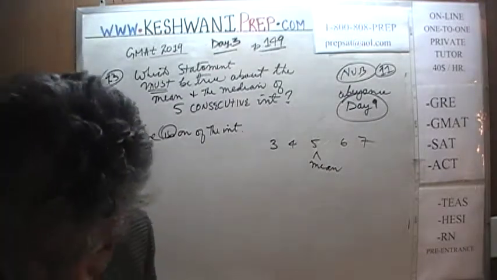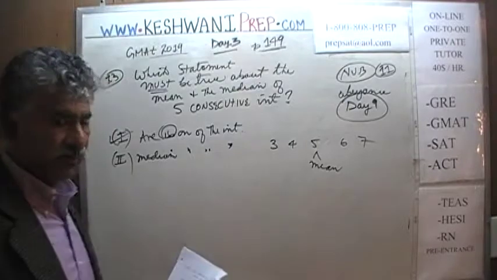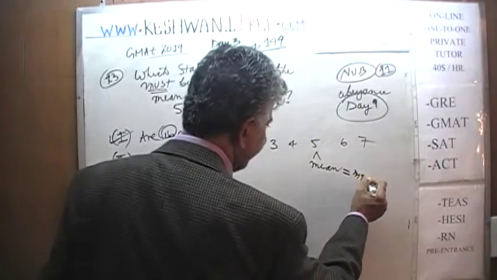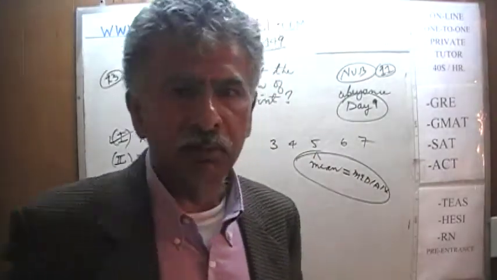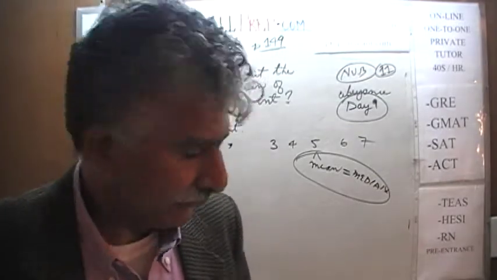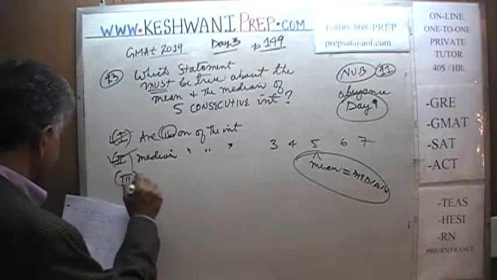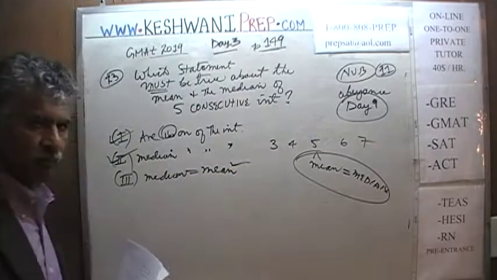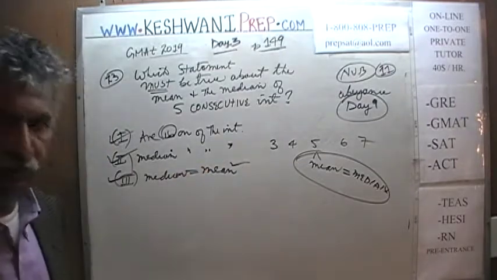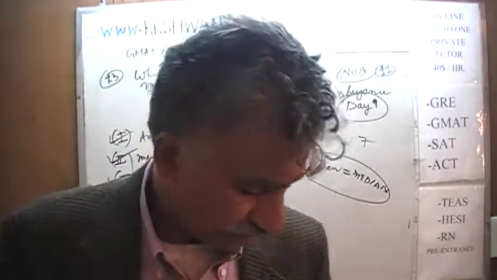Second statement says that the median is also one of these integers, which it is, because median is the same thing. Because they are consecutive integers, the mean and the median is the middle number. Both the mean and the median are the same exact thing. So the second statement is also true. They are going to tell us that the median equals mean. Of course, median equals mean. We just said it. Third statement is also true. The answer is E. All of these 3 statements are going to be true if you have 5 consecutive integers.